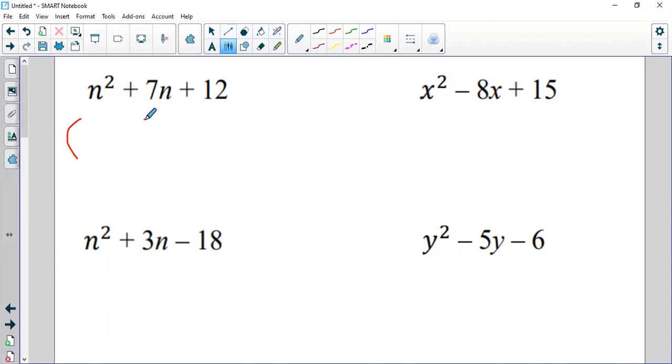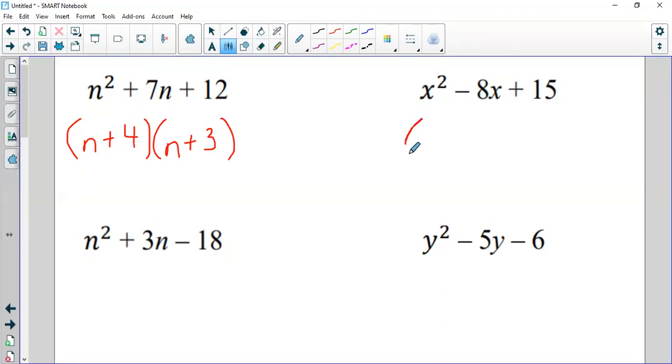So if I take my first problem here, make my two parentheses, I'm going to start by just filling in my firsts. My n and my n multiplies to make n squared. And now I'm looking for something to put here in the lasts. I'm looking for a pair of numbers that are going to multiply to make 12 and add to make 7. They're both going to have the same sign, and they're both going to be positives because the b is a positive 7. So I can fill in a plus and a plus immediately. So I need numbers that multiply to make 12, add to make 7. That's 4 and 3. 4 times 3 is 12. 4 plus 3 is 7.